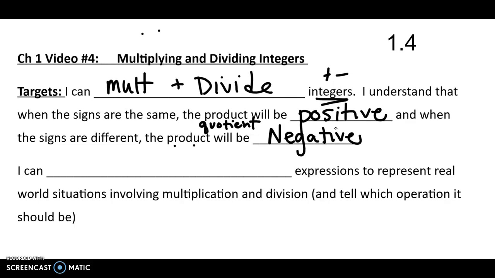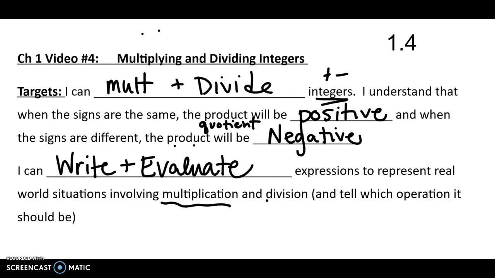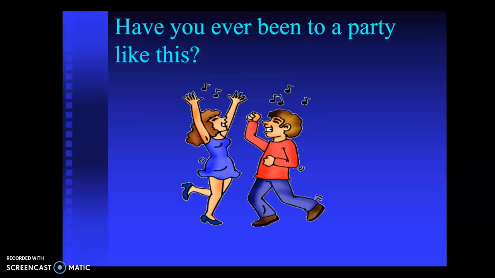And then target 2, I can write and evaluate. So just like we did with addition and subtraction, we can write and evaluate expressions. So set them up and get an answer if it's a story problem involving multiplication or division. Okay, and we're going to talk a little bit in this video about how to tell which operation it should be. So I'm going to tell a quick story to help us remember the rules for multiplication and division.